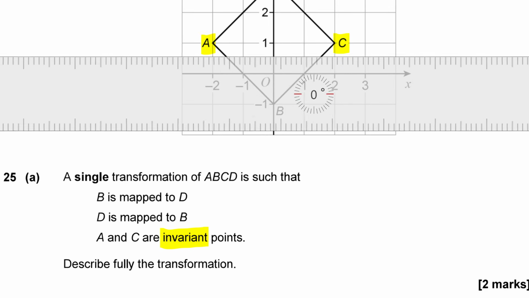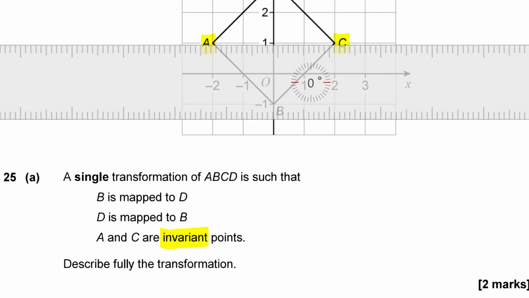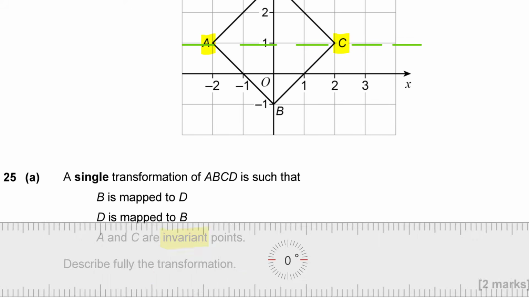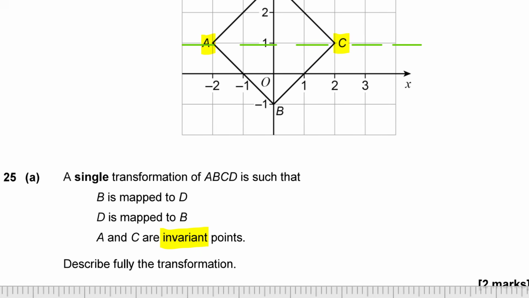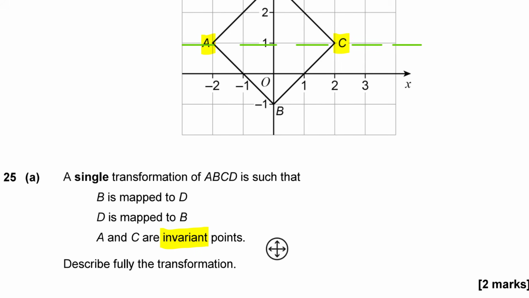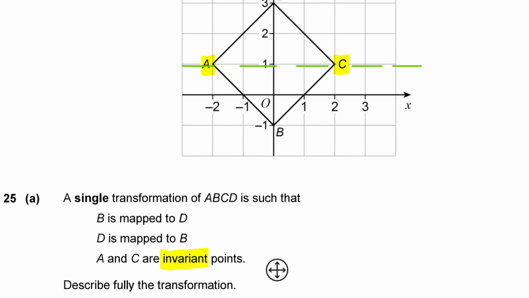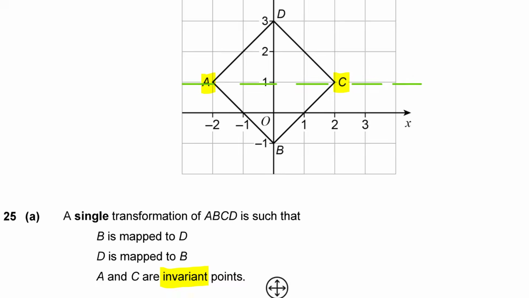So the mirror line would be along there, look. A and C would lie on the mirror line, so they wouldn't move when you reflect it, and then B would reflect onto D, and D would reflect back onto B. Okay, so I need to describe that fully. When you're describing a reflection, you need to talk about the mirror line. That's all you really need to say. So what is the mirror line?